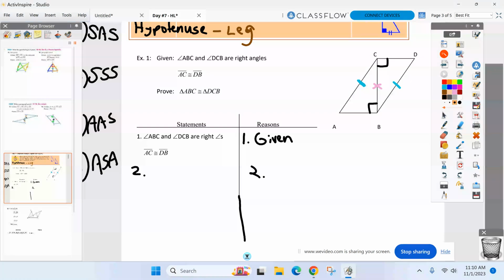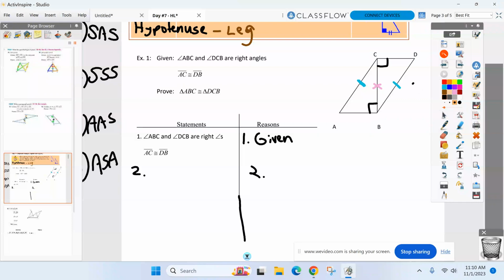Okay, every time I get them. So I'll go hypoteni. Okay, I got the hypoteni, and what's CB in each of those right triangles? This is my leg, right? So everyone see, I'm going to use HL, and it's a right triangle. Perfect. So I'm going to use HL.